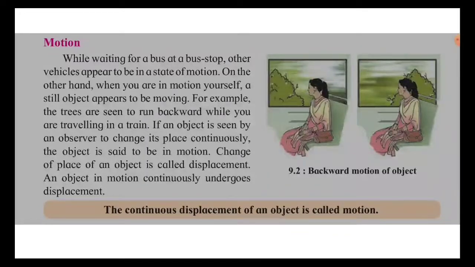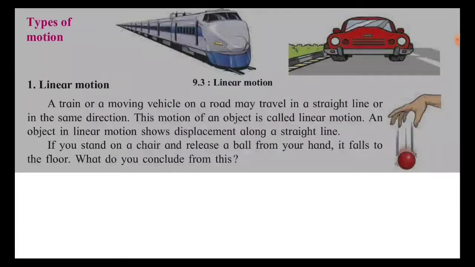Very first thing which you have to write in your textbook notebook is this definition of motion. Motion's definition is the first thing which you have to write in your book: the continuous displacement of an object is called motion. Next is types of motion.